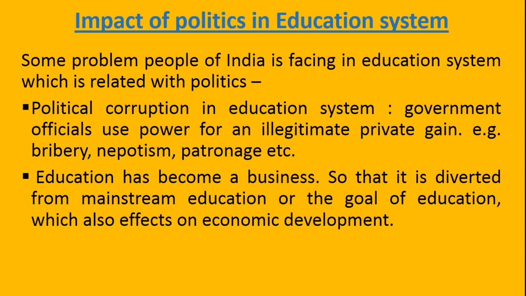Now we will talk about adverse impact of politics in education system. Some problems people of India are facing in education system which are related with politics. These are political corruption in education system. Government officials use their power for an illegitimate private gain, for example, bribery, nepotism, patronage, etc. On the other hand, education has become a business so that it is diverted from mainstream education or the goal of education, which also affects economic development. These two things are adverse or bad impact of politics in education system which is not desirable.